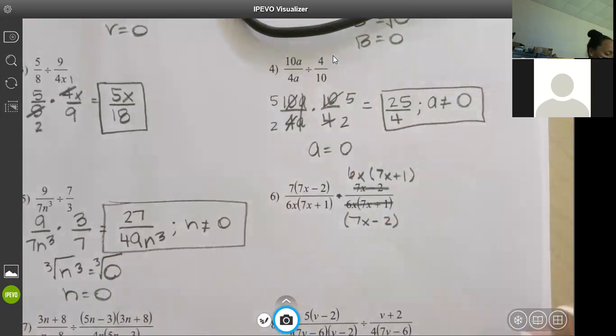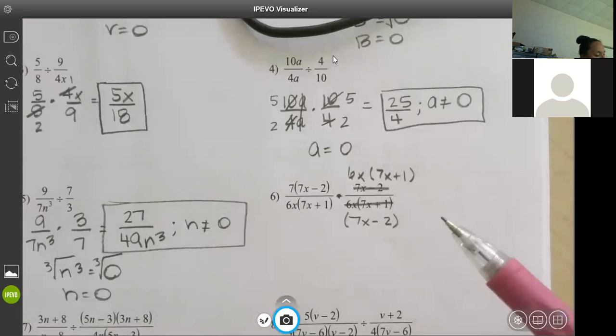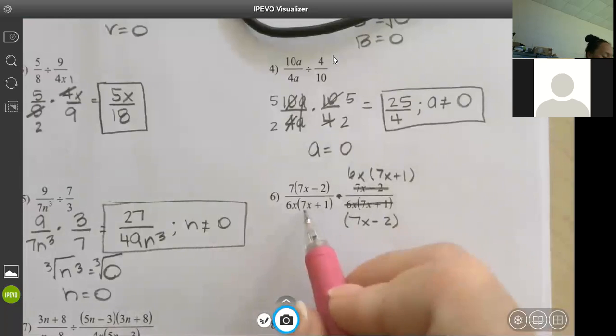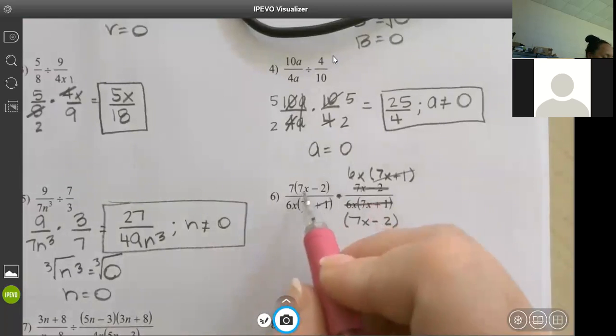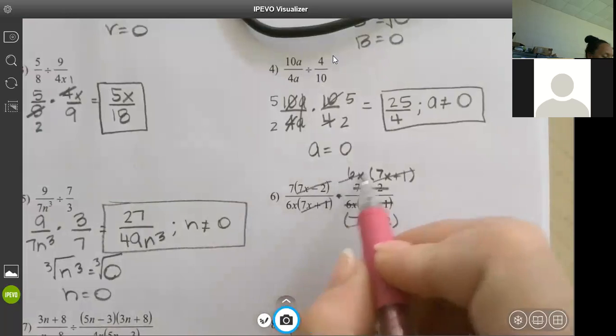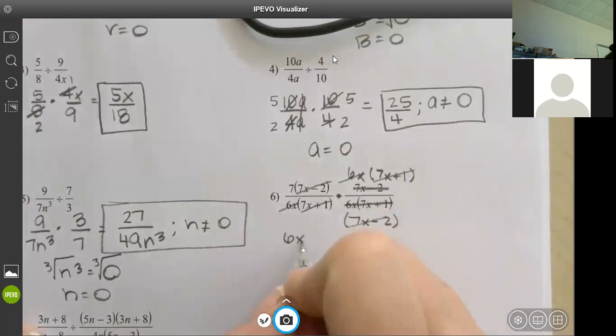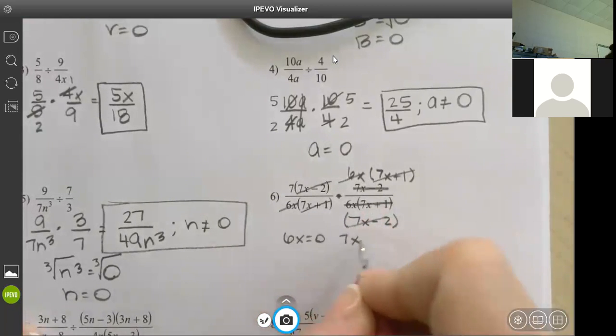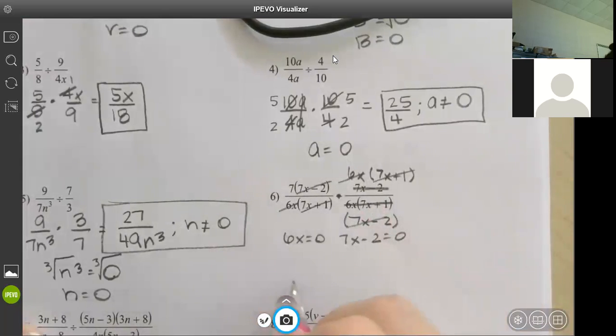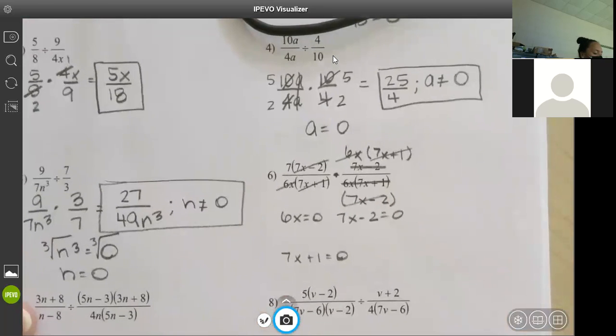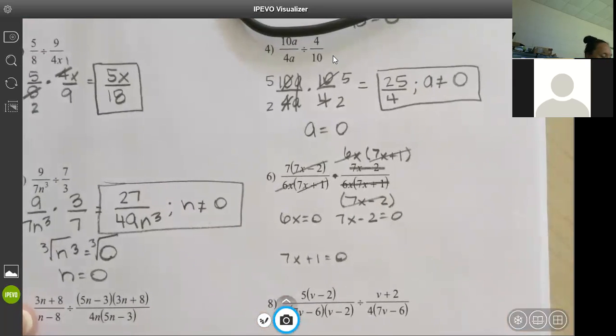7x, what? Remember, it's got to be all together the same. The plus 1, what else? You have the minus 2, and you have the 6x. Okay. So all of those are going to cause holes. Okay, everything we marked out is going to cause holes.